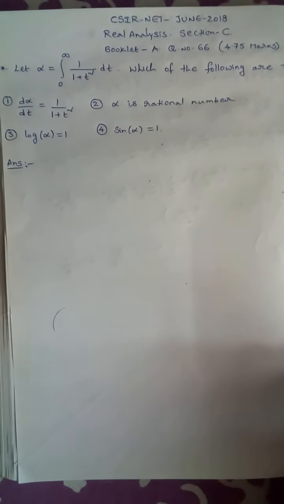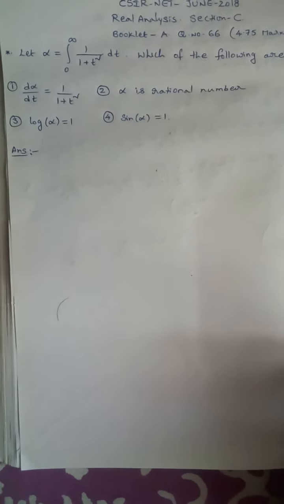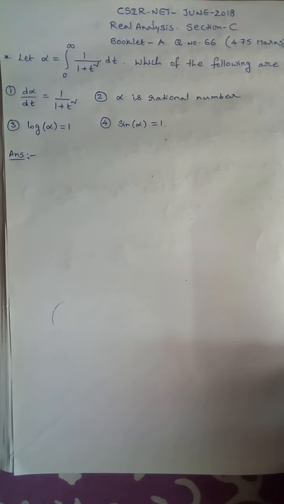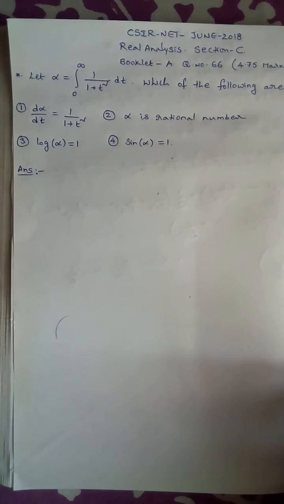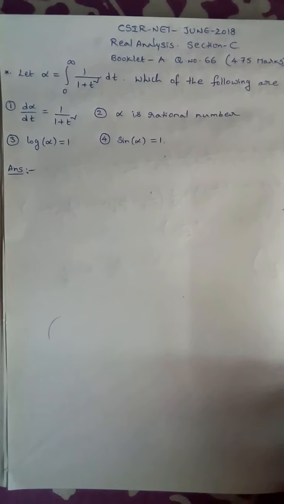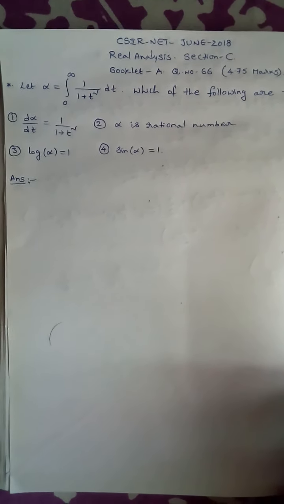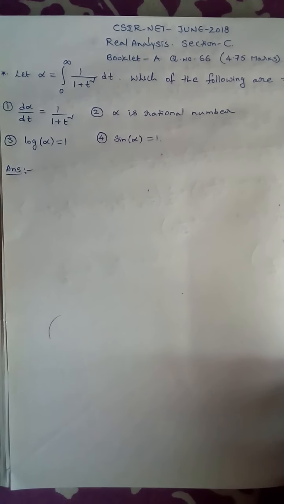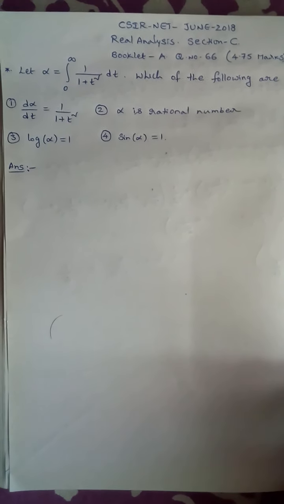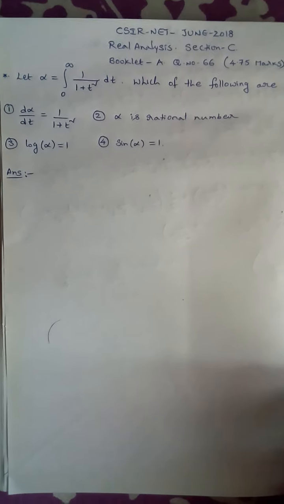The four options are: first, d alpha by dt is equal to 1 by 1 plus t square; second, alpha is a rational number; third, log of alpha is equal to 1; and fourth, sine of alpha is equal to 1. This is Section C, which means that more than one option is correct, so we have to check which ones are correct.